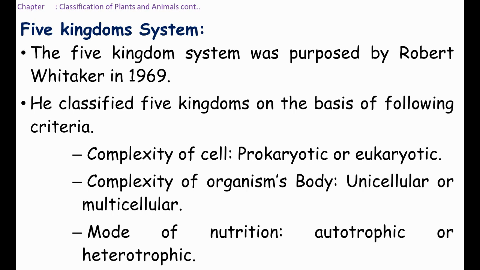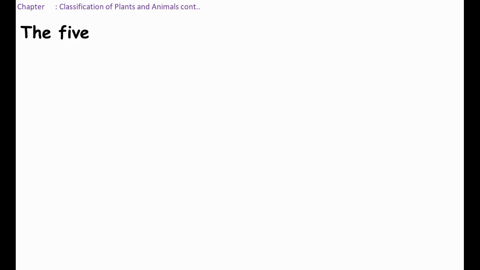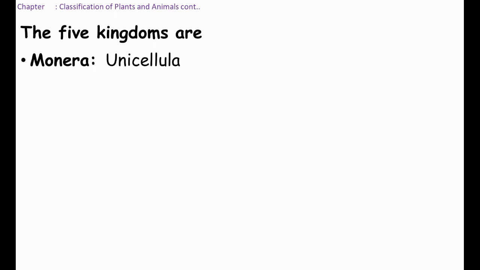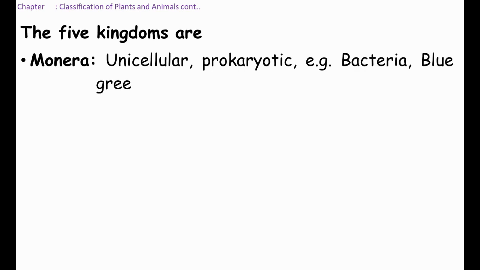What are they? The five kingdoms are, first one, kingdom Monera. Carolus Linnaeus classified organisms into only two kingdoms, kingdom Plantae and kingdom Animalia. But R.H. Whittaker in 1969 AD classified the organisms into five kingdoms: kingdom Monera, kingdom Protista, kingdom Mycota, kingdom Plantae, kingdom Animalia. Like this.